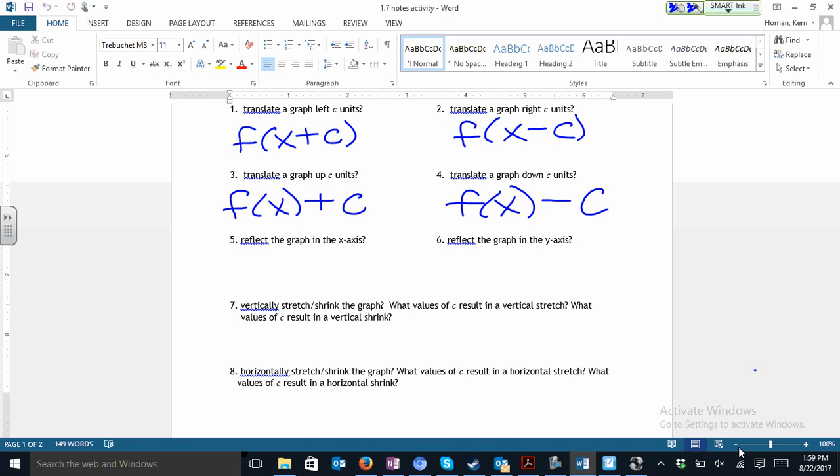Reflections involve negative signs. Where is the negative sign if we want to reflect about the x-axis? Out in front. About the x-axis is going to affect the y values, so that's vertical on the outside. Which means if we want to reflect about the y-axis, we want to move those x-coordinates, so we need something inside of our function.